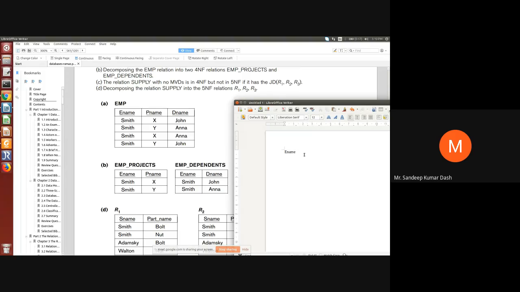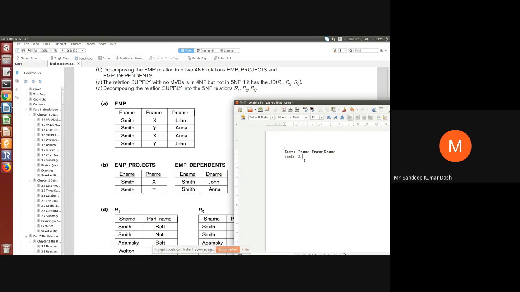We have ename, pname, ename. These three will be there because here ename is common, no? So during combination it will be there, but after you perform the query, the ename column will be automatically removed. So that at the end, if you combine these two tables, you will get only three columns: ename, pname, and dname. Okay, so the data will be like this: Smith X.